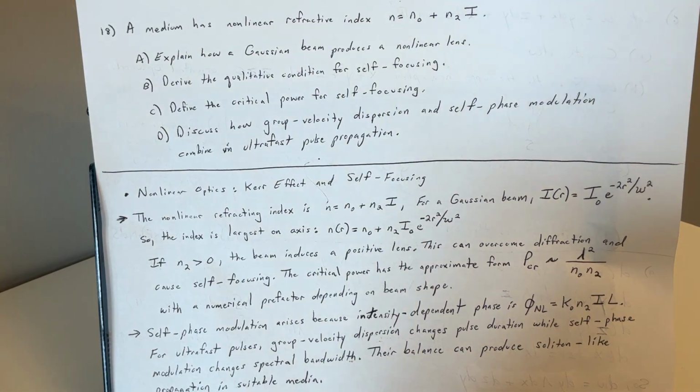And self-phase modulation arises because the intensity-dependent phase is phi sub NL equals k naught n sub 2 I L. For ultrafast pulses, group velocity dispersion changes pulse duration while self-phase modulation changes spectral bandwidth. Their balance can produce soliton-like propagation in suitable media.